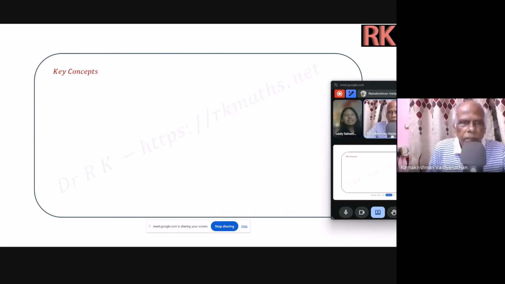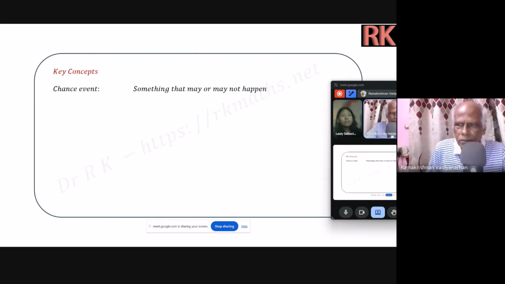Key concept we'll see here. Chance event: something that may or may not happen is called chance event. So you understood what you mean by chance event? It may happen or it may not happen. I can teach you well or I may not teach you well. Whatever I teach you, you may understand or you may not understand. That is called event. Yes or no?